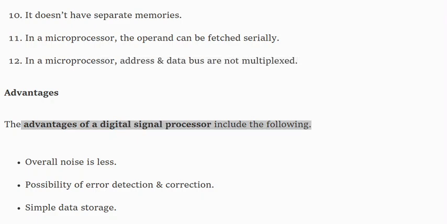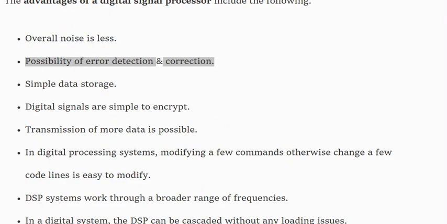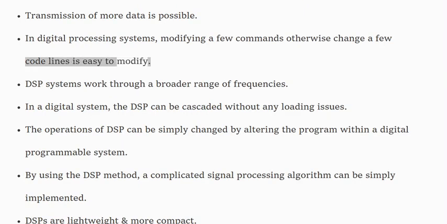Advantages. The advantages of a digital signal processor include the following. Overall noise is less. Possibility of error detection and correction. Simple data storage. Digital signals are simple to encrypt. Transmission of more data is possible. In digital processing systems, modifying a few commands, otherwise changing a few code lines, is easy. DSP systems work through a broader range of frequencies.